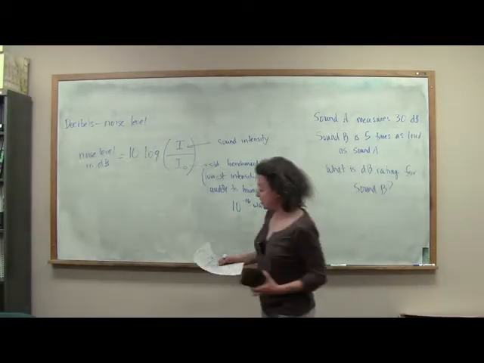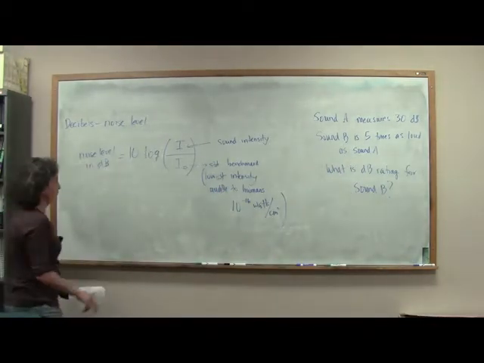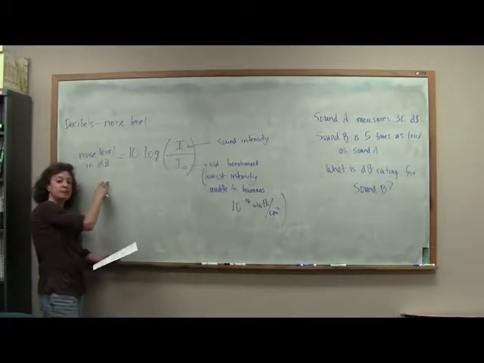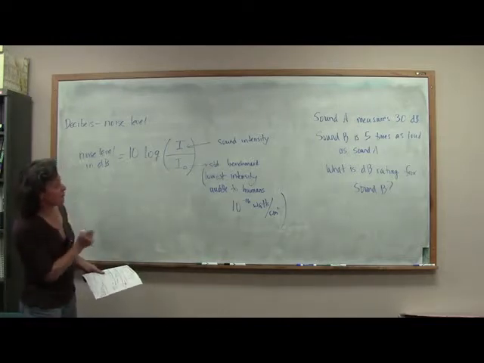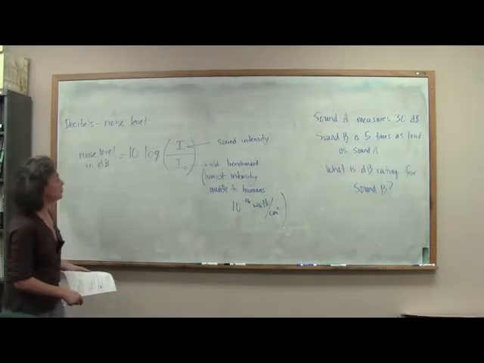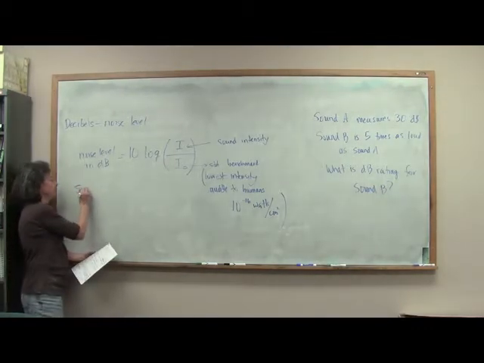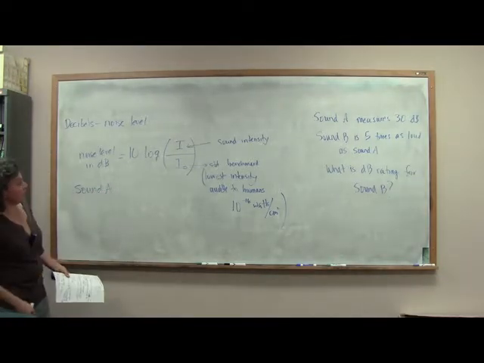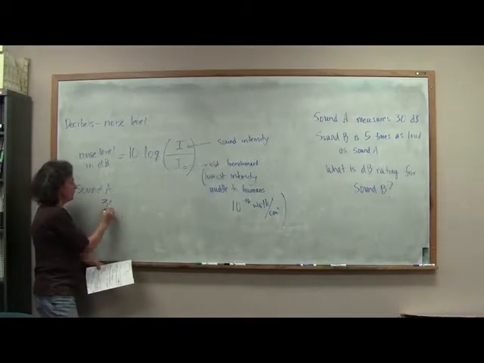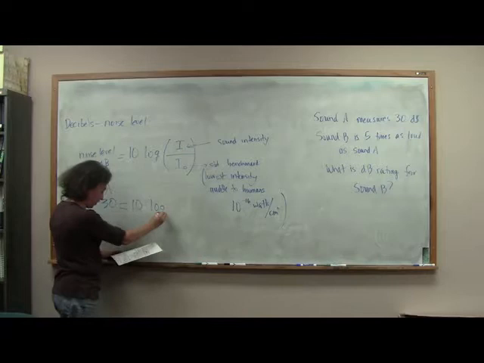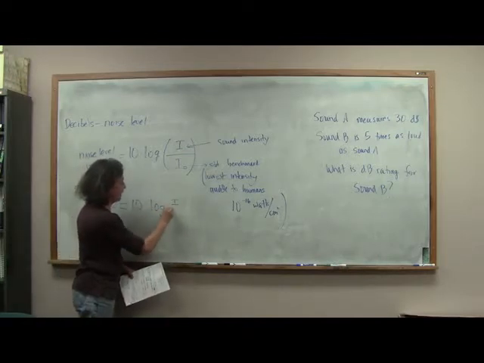How do we do this? Well, let's first deal with what we're given. Yes, in the end, we want to find the decibel level of sound B. But we're given information about sound A. So let's first discuss sound A, and then we'll discuss the relationship between sound A and sound B. So sound A, we know that that's 30 decibels. So 30 is equal to 10 times the log of I over I sub 0.